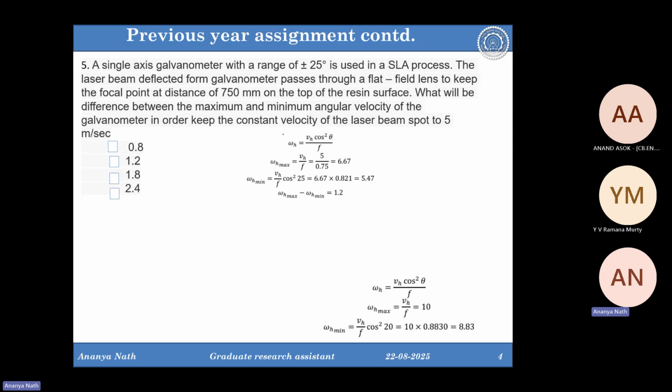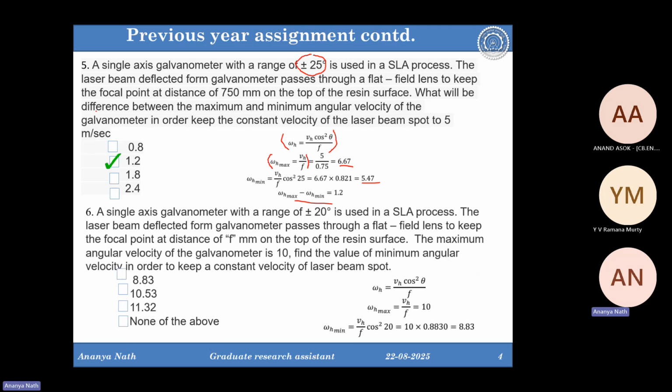So the angular velocity formula is this. For maximum, it's cos 0, that is 0 degree. So this is the minimum velocity that you can get using this angle, and the maximum velocity you can get by putting the angle as 0. So this is the maximum and this is the minimum. So the subtraction will be 1.2. What will be the difference between the maximum and minimum angular velocity?